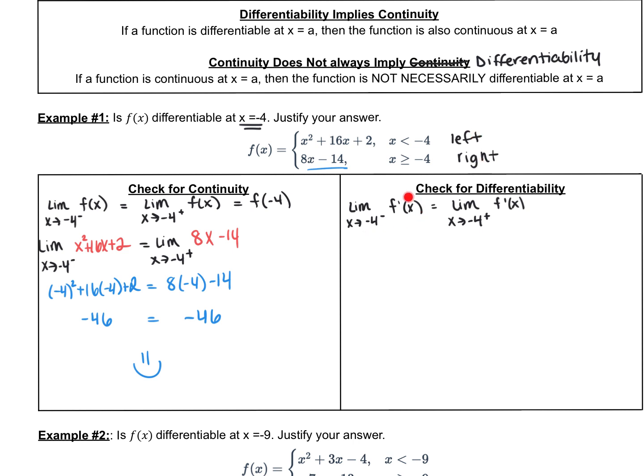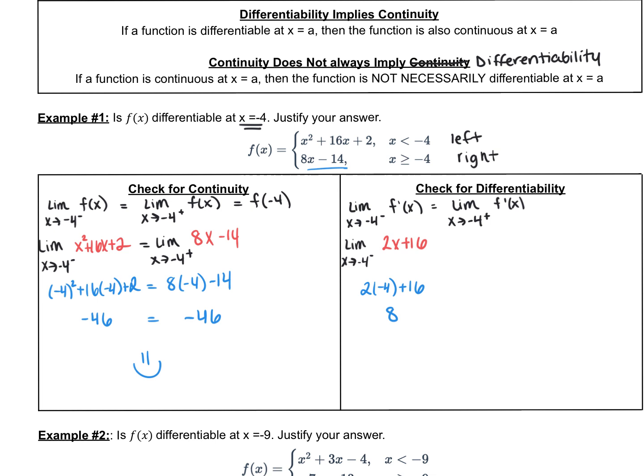So left, we need to take the derivative. So we're going to use the power rule to take the derivative of this. The derivative of x squared is 2x, the derivative of 16x is 16, and the derivative of a constant is 0. So I can write my derivative as 2x plus 16, and I want to take my limit as x approaches negative 4 from the left. So we're going to do direct sub, and we're going to plug in negative 4. So 2 times negative 4 plus 16, that's negative 8 plus 16 is 8. Okay, let's do the other side.